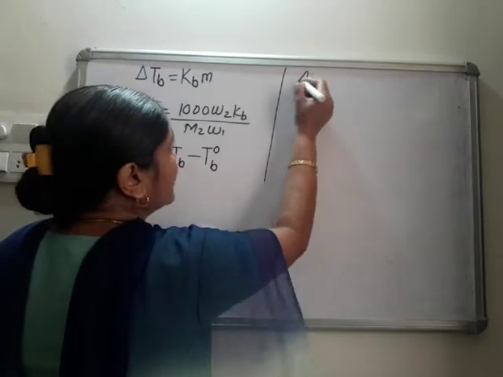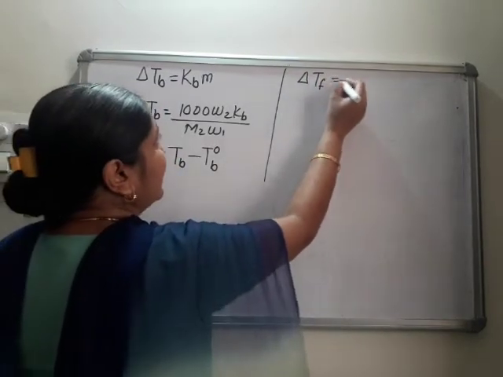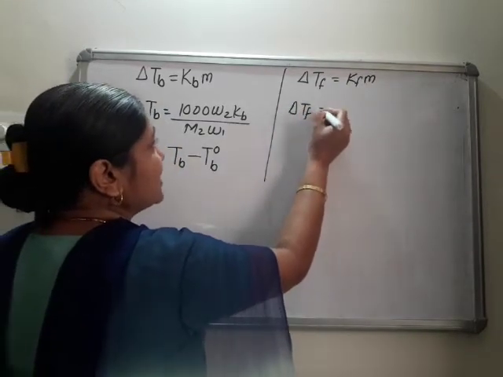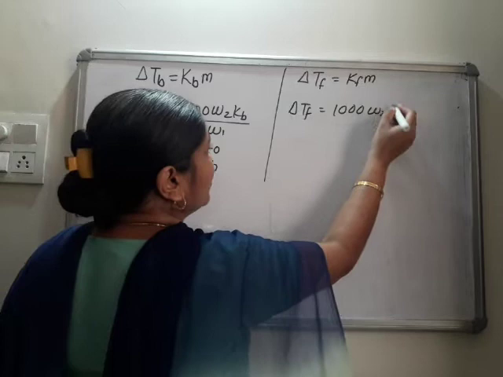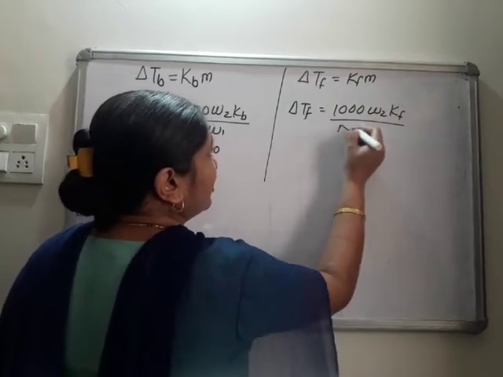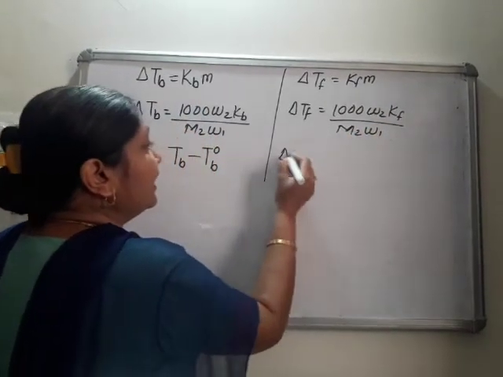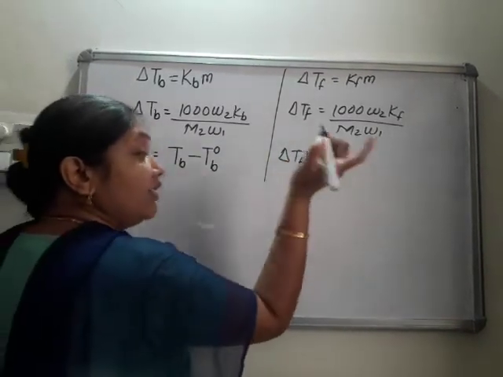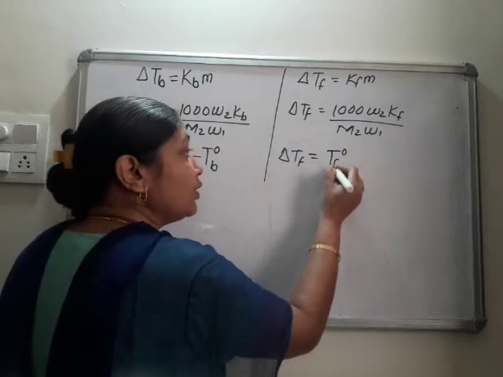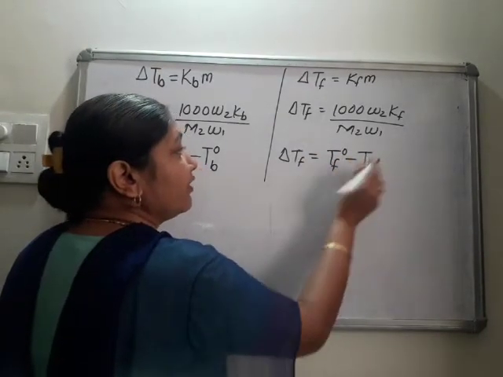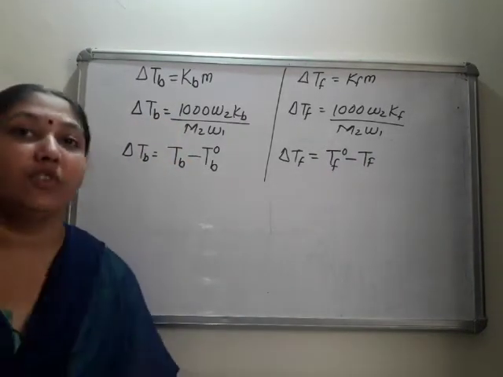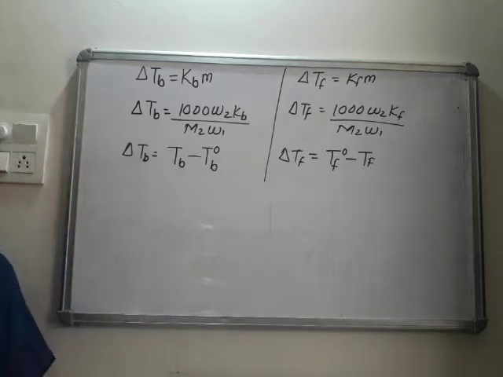Now depression of freezing point, same properties. Delta TF is equal to Kf into m, or delta TF is equal to 1000 W2 Kf upon M2 W1, and in this case it is reverse. See here, TB minus T0B. In freezing point we have to write T0F minus TF. Solvent has higher freezing point than solution. Okay, so based on this we will solve numericals. Note this and take down the first question.